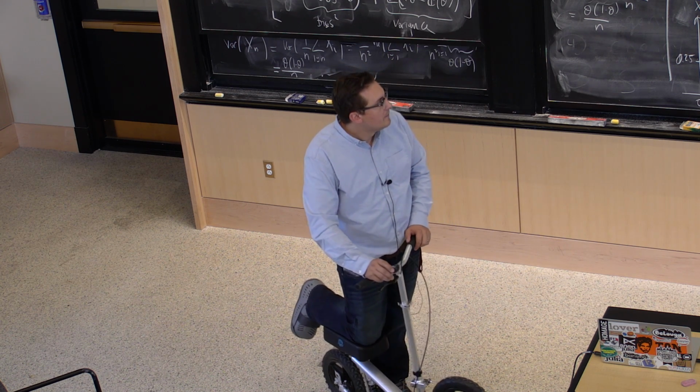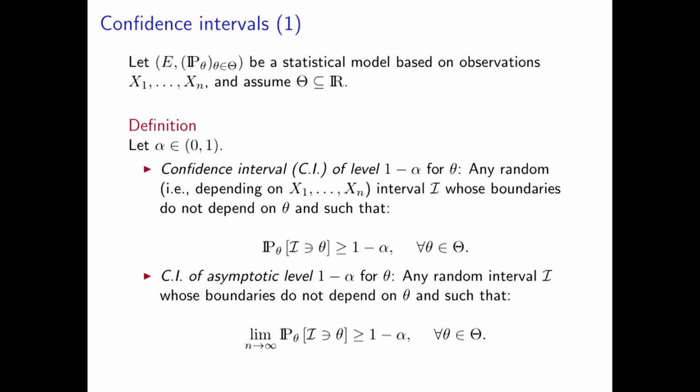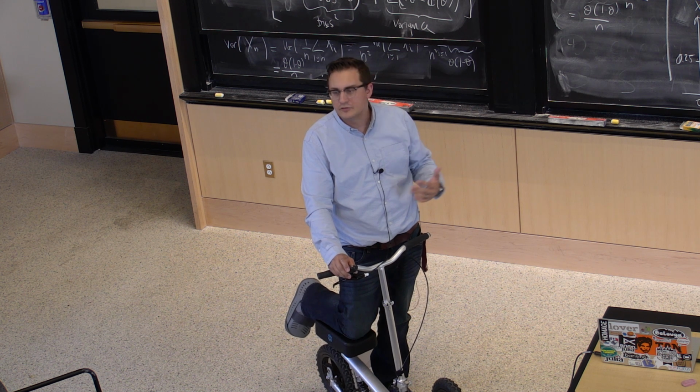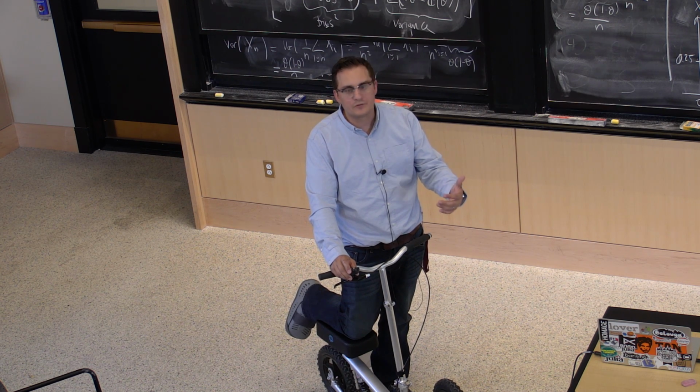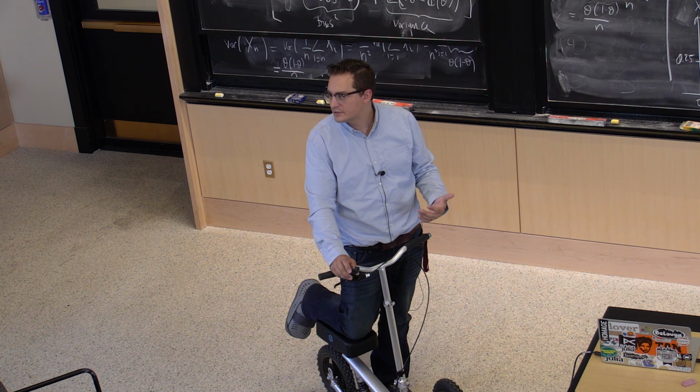So a confidence interval of level 1 minus alpha. We refer to the quality of a confidence interval as its level. It takes value 1 minus alpha for some positive alpha. And so the level of the confidence interval is between 0 and 1. The closer to 1 it is, the better the confidence interval. The closer to 0, the worse it is.